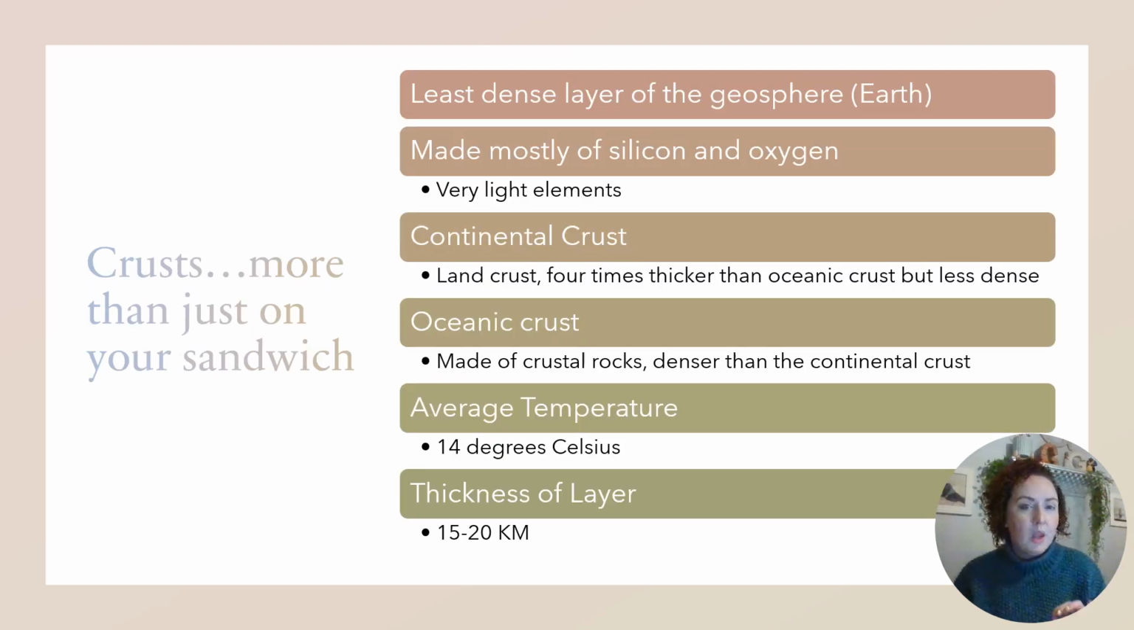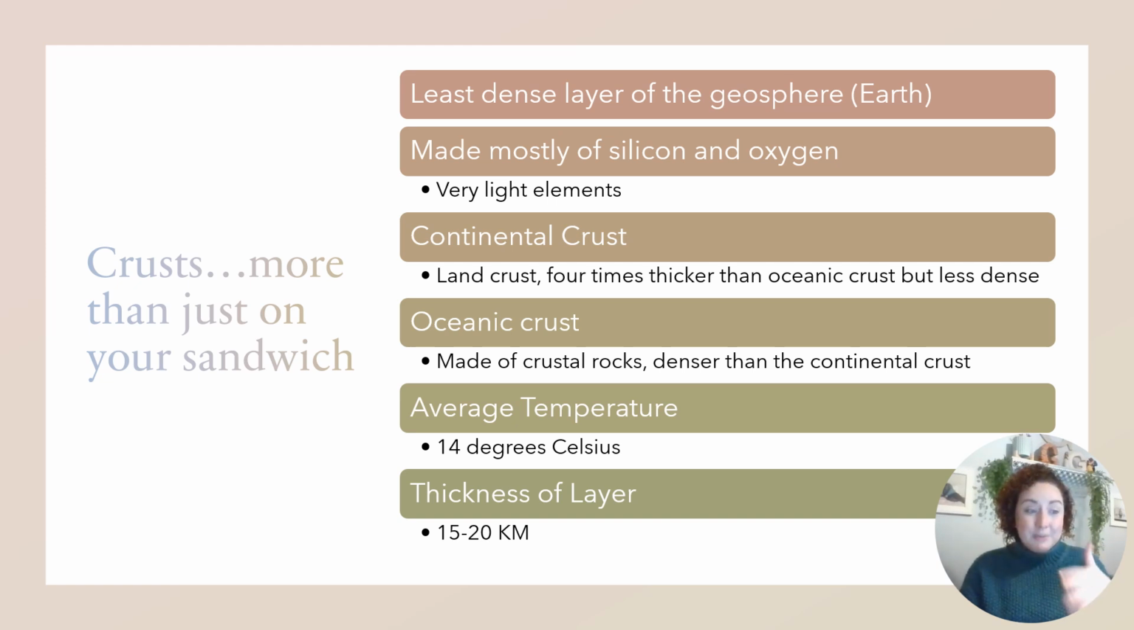Okay? So crust, more than just on your sandwich. Our crust is the least dense layer of our Earth. That is why it is on top. Our crust is where we can stand. It is where humans and animals and plant life and everything is able to coexist. Typically, when we're talking crust, we're also talking about interaction with the hydrosphere or the atmosphere, or both. So this is the least dense portion of the geosphere, or our Earth.